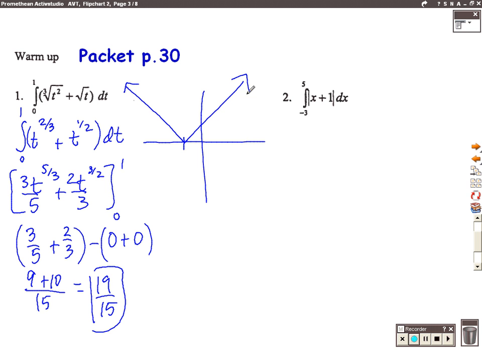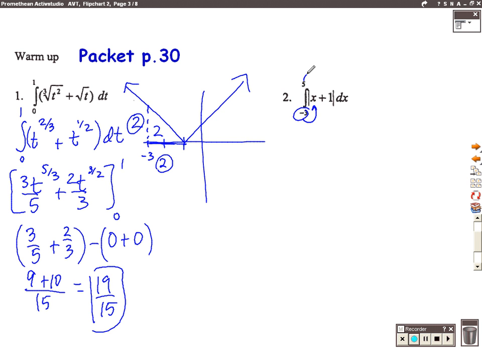Now I'm going to substitute -3 in place of x. -3 plus 1 is -2, and the absolute value of -2 is +2. So there's -3. We just found out that this is 2. This distance is 2. 2 times 2 is 4. Half of 4 is 2. I was just finding the area using my triangle formula.